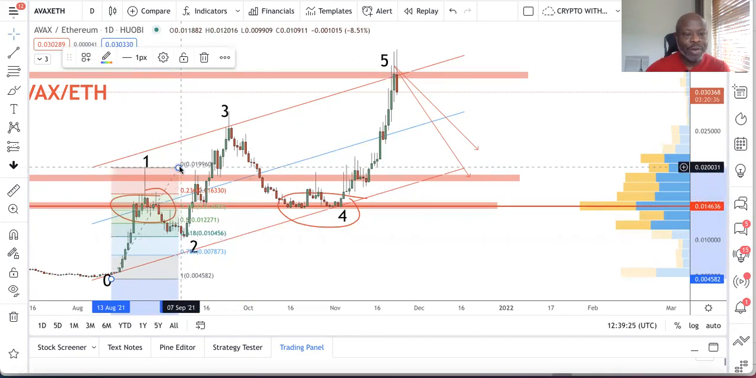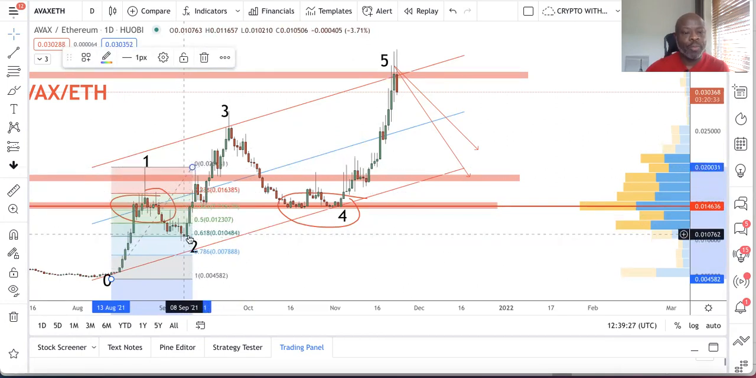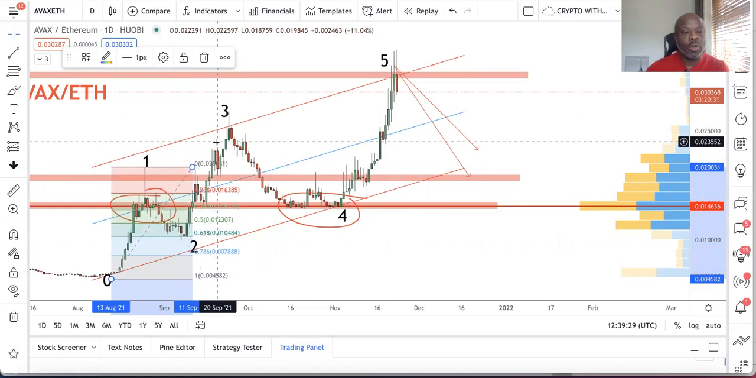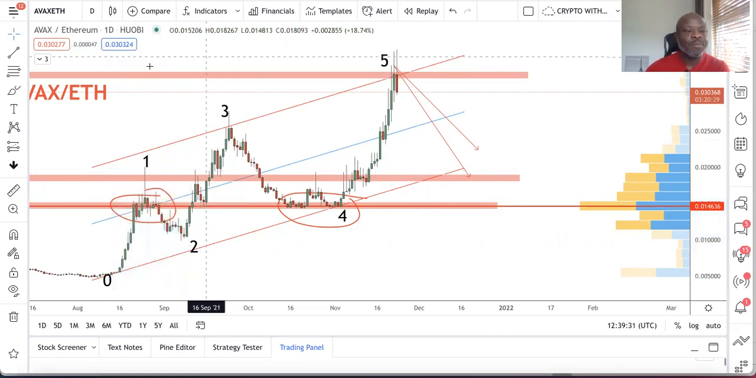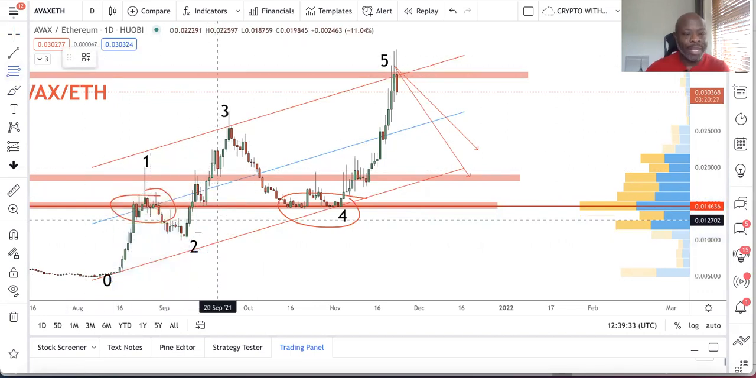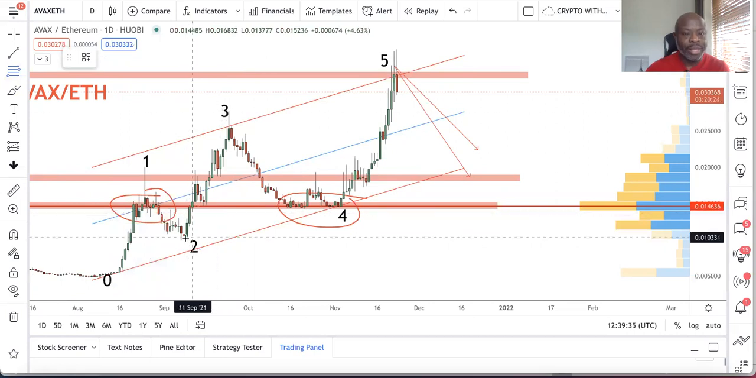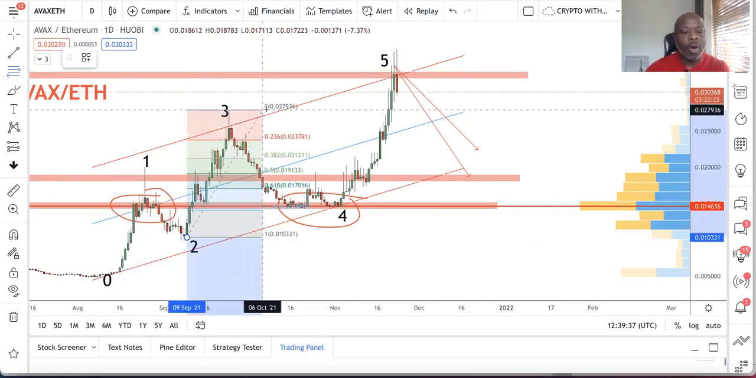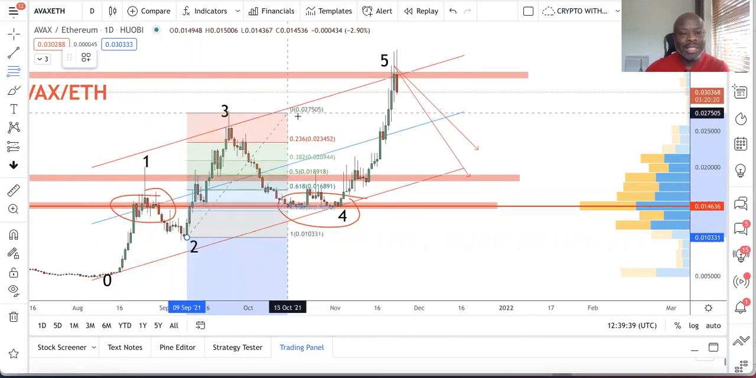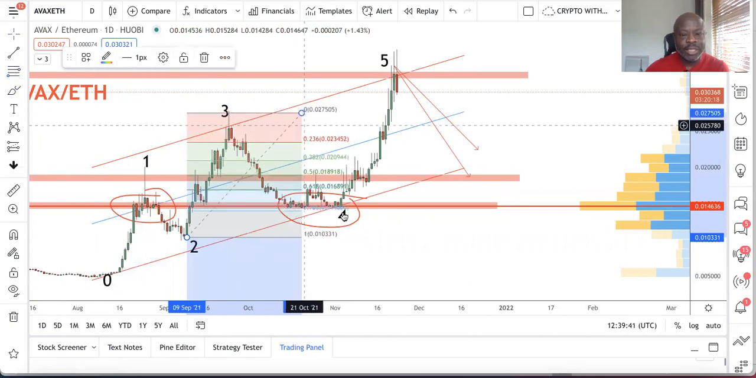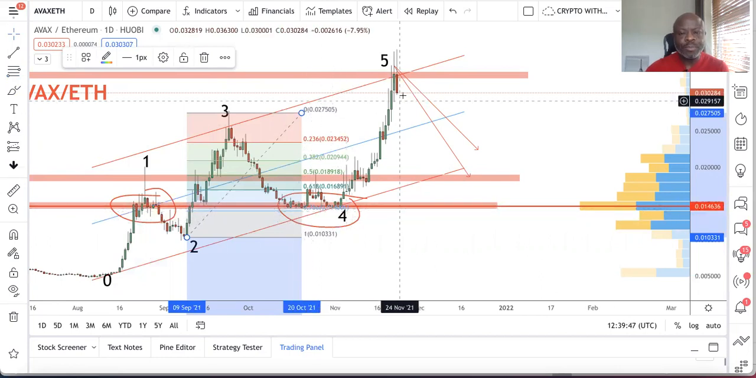At that point, we found buyers who came in and supported this asset, and then it pushed all the way up. If I remove that, we'll see the impulse wave 3, which is from 2 to 3 here, and then it goes all the way up from top to bottom. Where did it find support? It's the 78.6 retracement zone, okay? And from there, we took off, and then we went all the way up to wave 5.